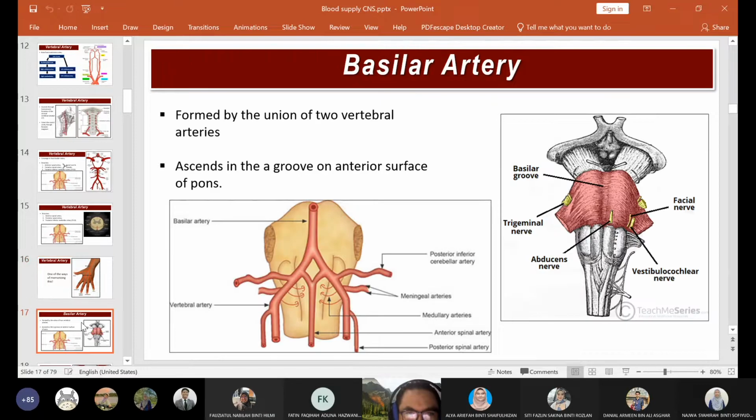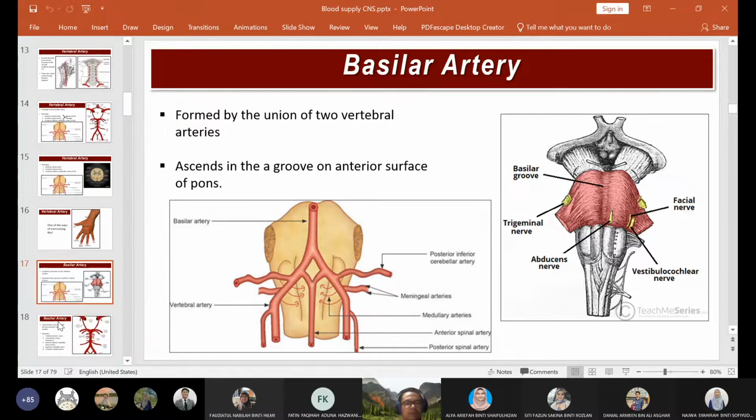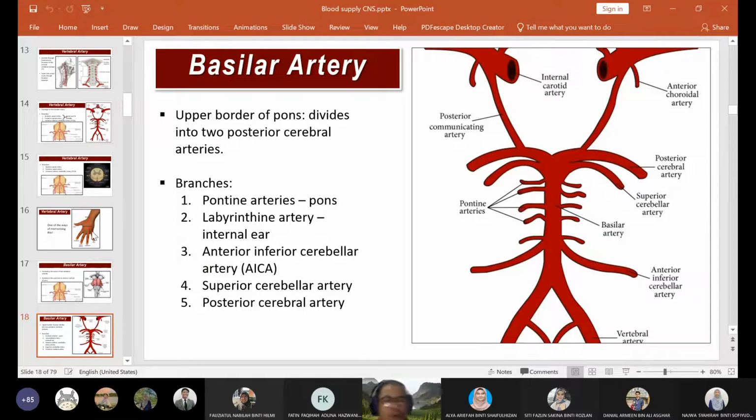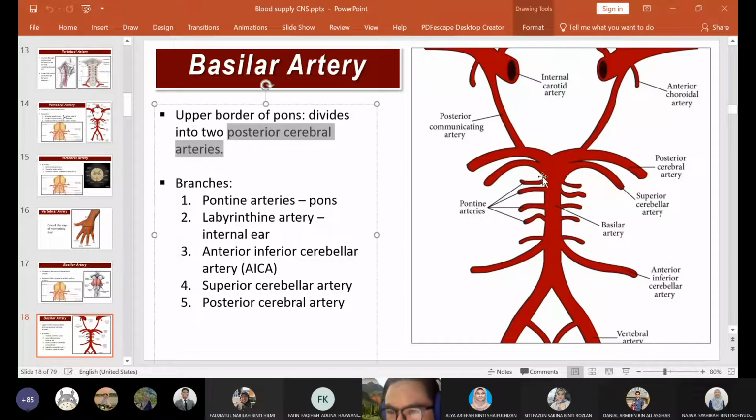Okay, so the basilar artery, formed by the union of two vertebral arteries, ascends in the groove on the anterior surface of the pons. So on the pons, there's a groove or sulcus where the basilar artery passes through. And then the upper border of the pons is divided to posterior. Now we have the posterior cerebral artery. Ini besar ni. So vertebral arteries unite, then dia ada divide dua, which is your posterior cerebral artery.